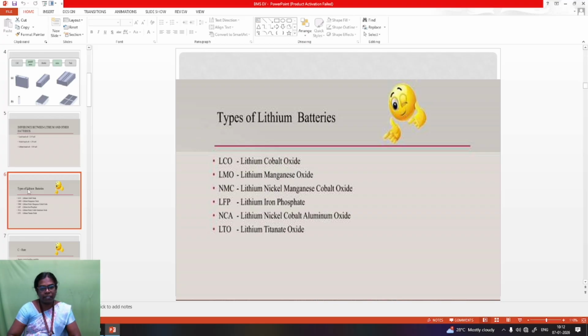And types of lithium batteries: we have so many lithium batteries. The first one is lithium cobalt oxide, and lithium manganese oxide, and lithium nickel manganese cobalt oxide, and lithium iron phosphate, and lithium nickel cobalt aluminum oxide, and lithium titanate oxide. So these are all the battery types in the lithium category. Nowadays NMC batteries are used in Tesla cars. These are all good, but they have some advantages and disadvantages compared to other batteries.